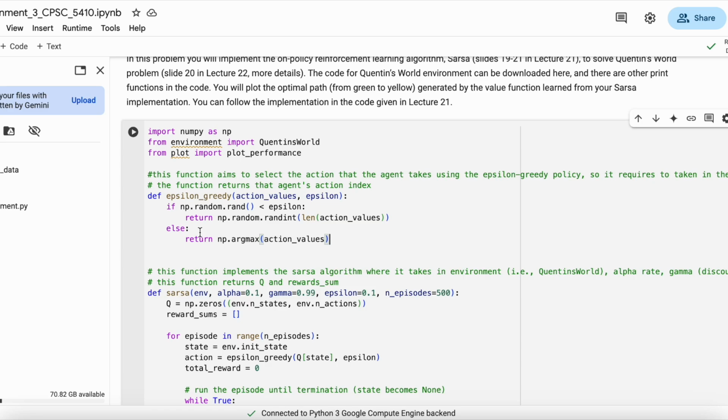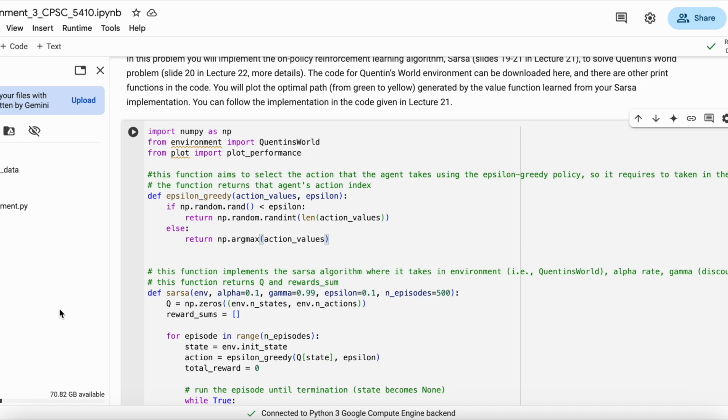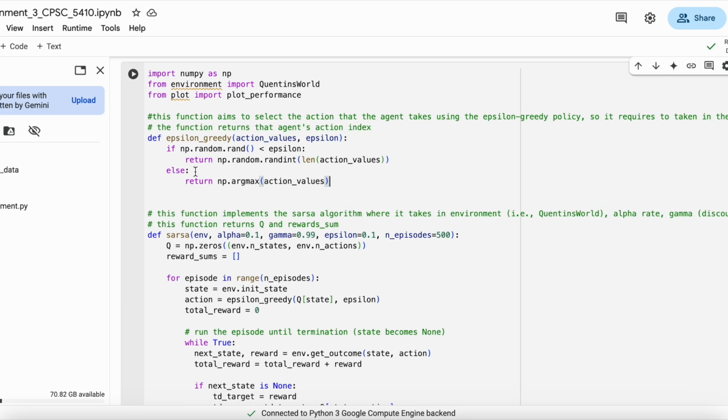This function that I created takes in two values, an action value and epsilon. Basically the aim of this function is to take the agent's selected action, use that policy, get the value from that action, and then return the action index of that. So that's what this function does.